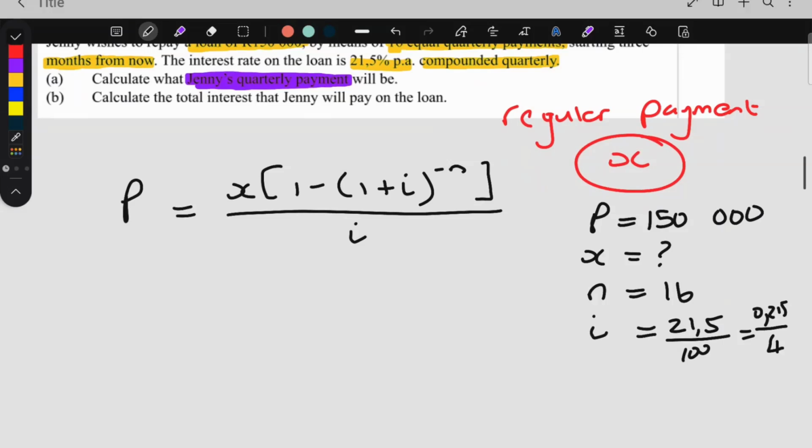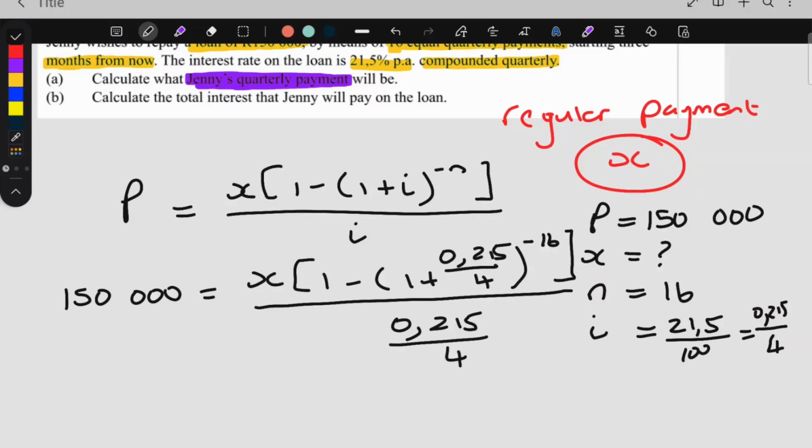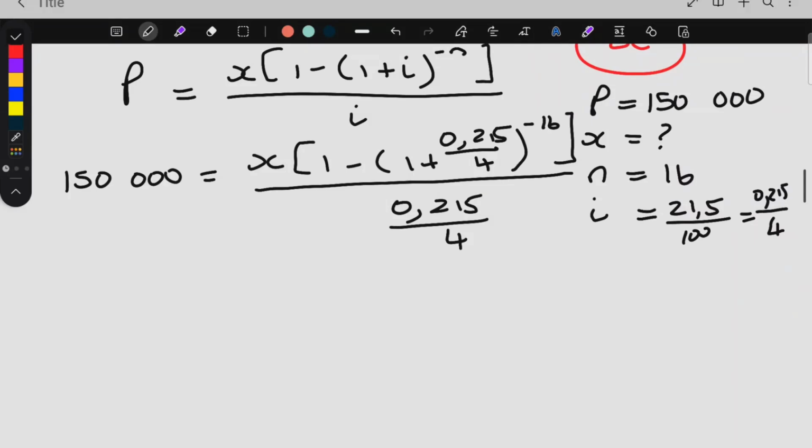Okay, so let's substitute this in. P is 150,000. I don't know what X is. Then, let's see, this is the interest, compounded quarterly, and this is to the negative 16. So it's not 16 times 4, it's just 16, the number of payments, and this is over the same interest. So that is the same interest, but now I'm solving for X, eh?